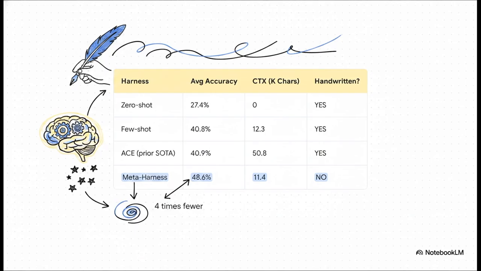Let's break down the actual numbers. Look at the prior state-of-the-art, a system called ACE. It got to about 41% accuracy, but it had to burn through over 50,000 context characters to do it. Now look at MetaHarness. Remember, this isn't handwritten. It hits almost 49% accuracy. That's a huge 8-point jump. And it does it using 4 times less context. Just over 11,000 characters. Incredible.